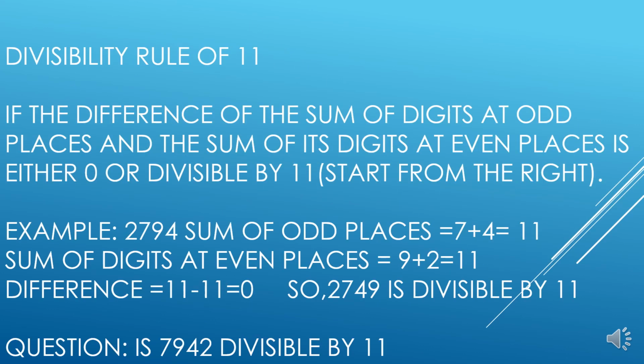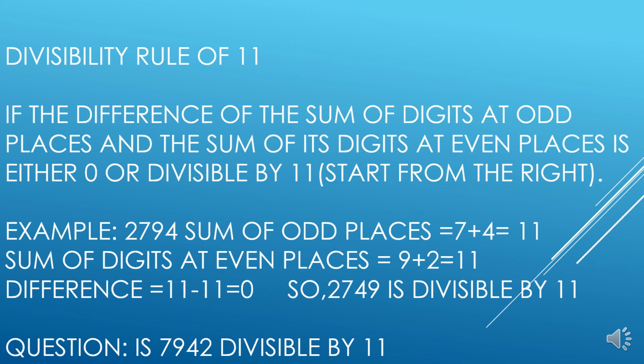The divisibility rule of 11. If the difference of the sum of the digits at odd places and the sum of the digits at even places is either 0 or divisible by 11, start from the right. Tip: start from the right.